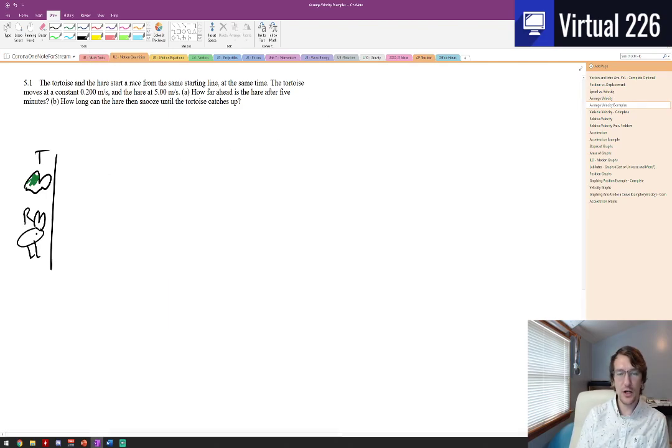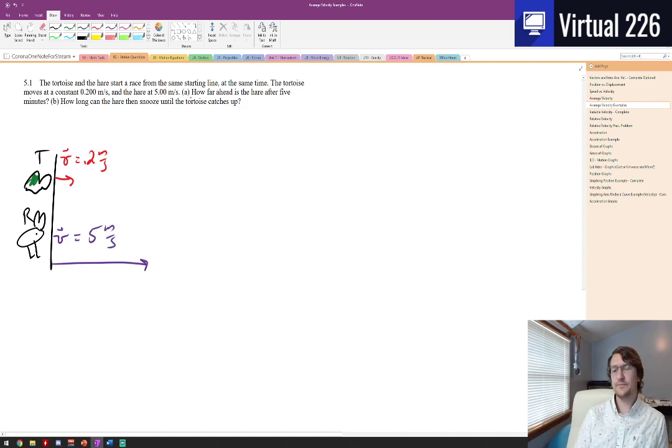And the tortoise moves at a constant 0.2 meters per second. So this is a very slow velocity, a constant 0.2 meters per second. The rabbit, on the other hand, much faster. It is moving at a velocity of 5 meters per second, much faster.